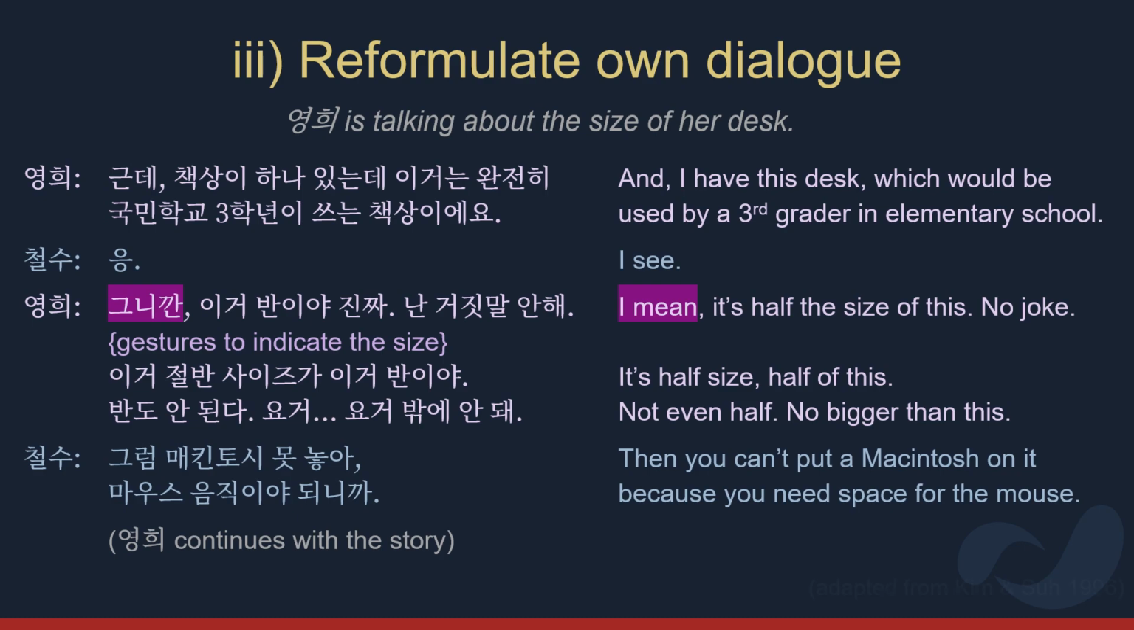근데 책상이 하나 있는데 이거는 완전히 국민학교 3학년이 쓰는 책상이에요. 그니까 이거 반이야 진짜. 난 거짓말 안 해. 이거 절반 사이즈가 이거 반이야. 반도 안 된다? 요거밖에 안 돼. 그럼 매킨토시 못 놓아. 마우스 움직여야 되니까.